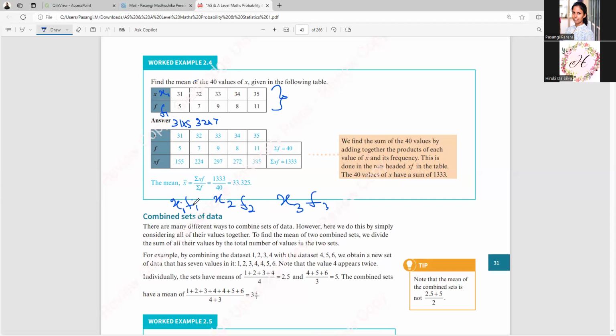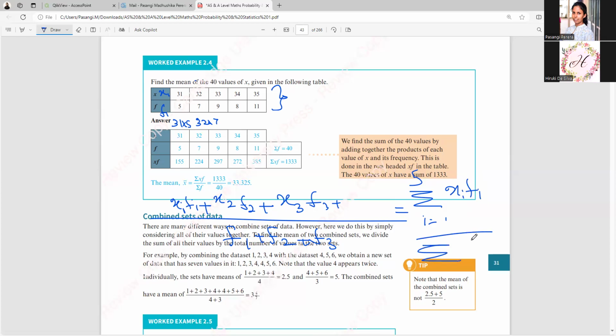Then we just add all these values together and we should divide it by the total frequency. We need to add f1 plus f2 plus f3 and so on up until the end. Then we can rewrite this as sigma from i equals 1 to 5 of xi fi, divided by sigma fi. That's how the notation comes.